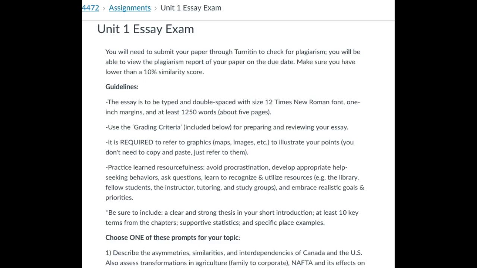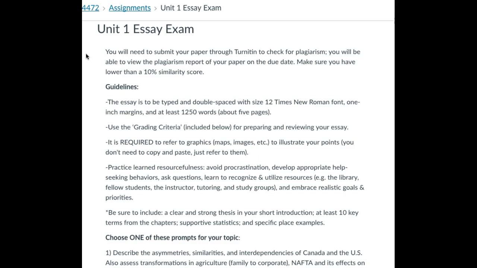Okay, let's take a closer look together here at our Unit 1 essay exam assignment sheet. You'll notice, first of all, that we're being asked to submit your paper through the Turnitin feature within Canvas. This is to check for plagiarism, and you'll be able to view the plagiarism report of your paper on the due date. So this is to really make sure that we're all on a fair playing ground, and it helps you to make sure that you're not lifting sentences or material in an incorrect format.